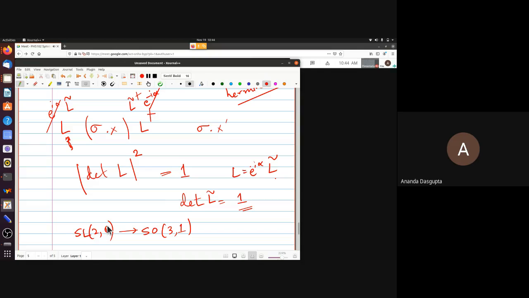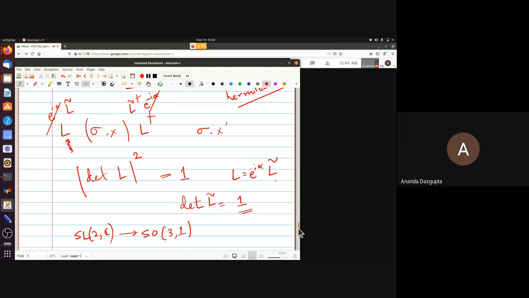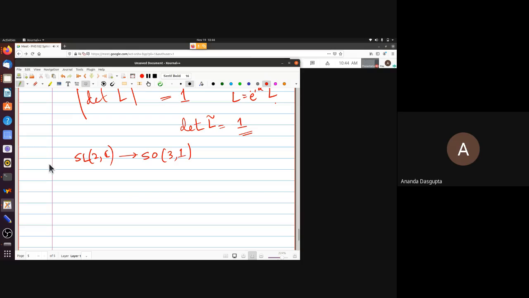In fact, you need to go outside. Of course, SU2 happens to be a subgroup of this. But you have to go beyond SU2 in order to be able to get the boost. Okay? Is this clear? Yes? No? Any confusion? So what we have here is a map which essentially says SL2C is a cover of SO(3,1) the same way as SU2 was related to SO3.